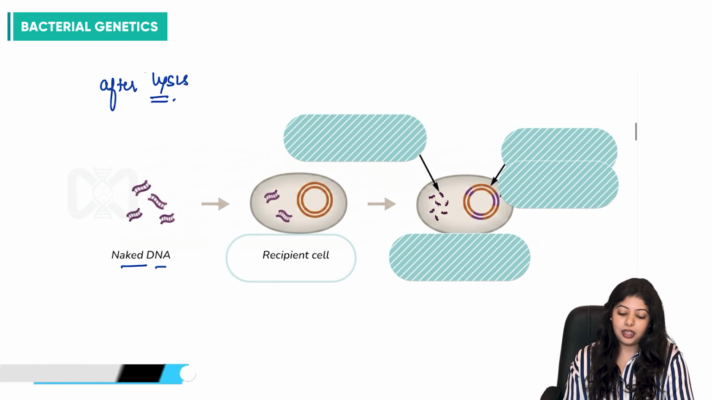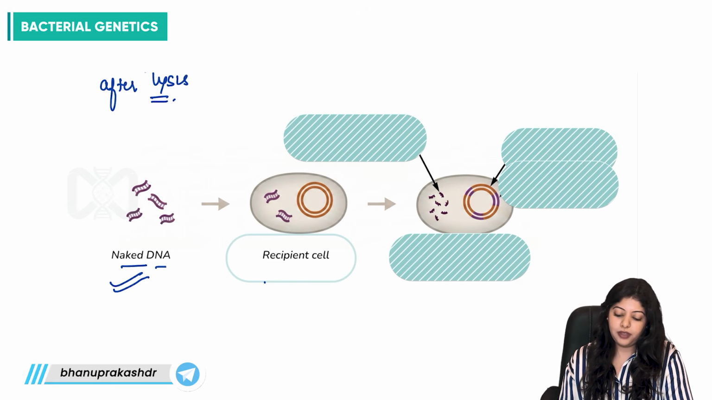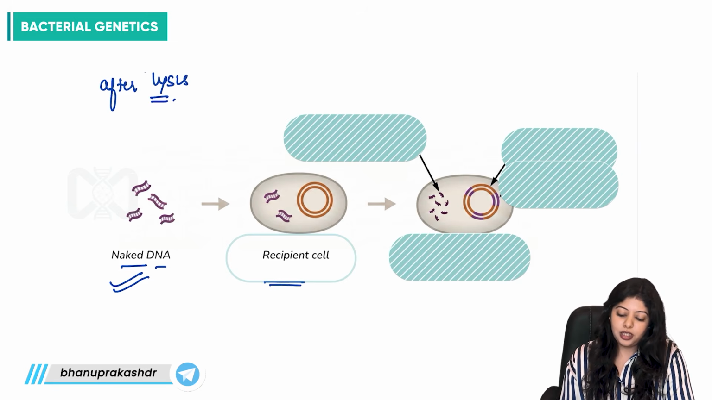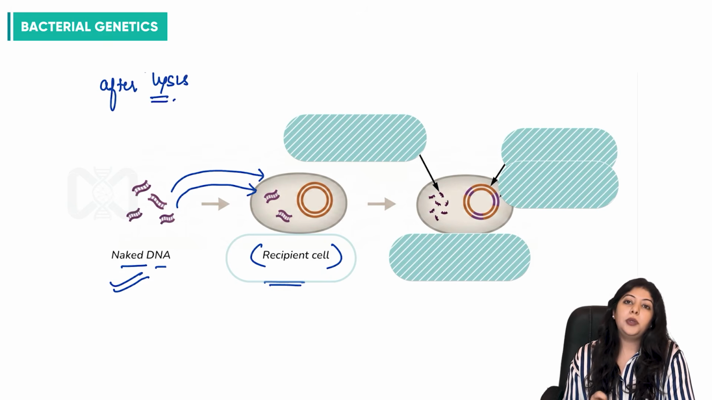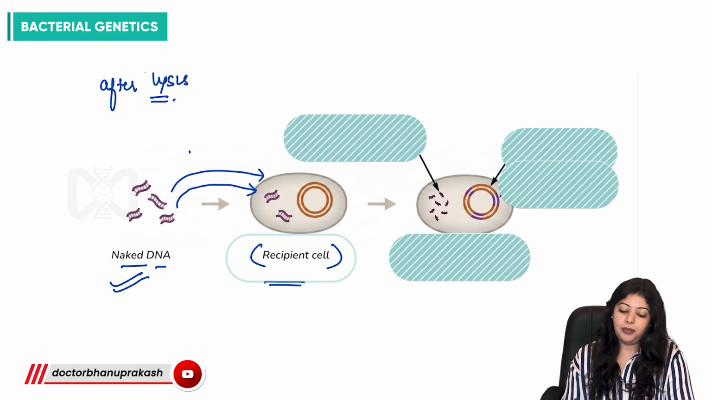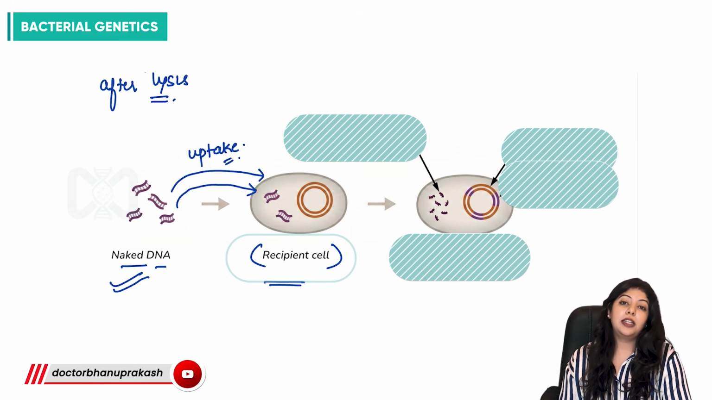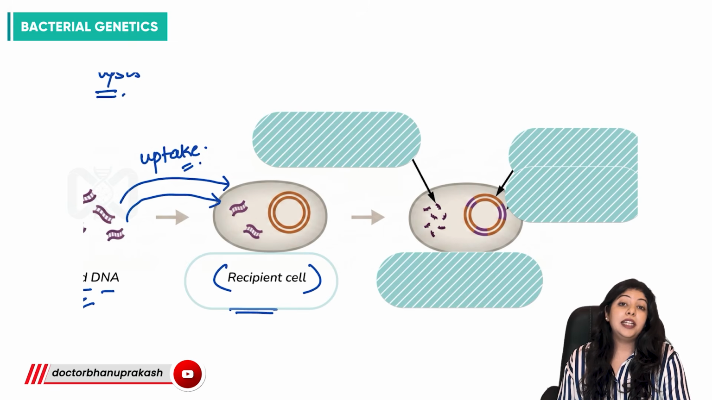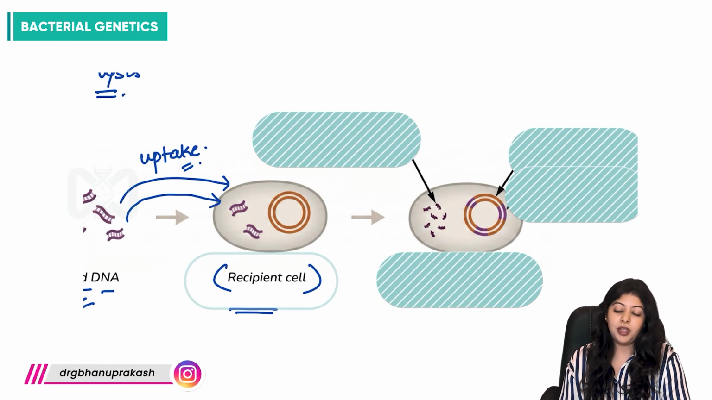This is the recipient cell, and this is the naked DNA present in the environment. The bacterium has very easily taken up this DNA into its cell, right? Uptake has been done. What happens in the next step? It is the integration of this strand, or these segments of DNA, into the chromosome of the bacteria.